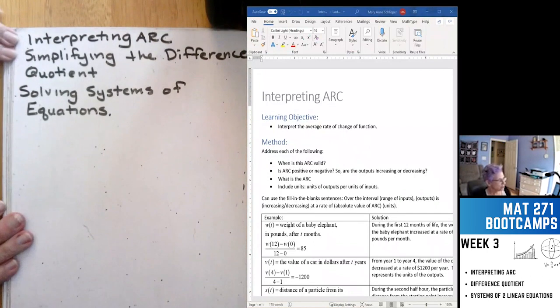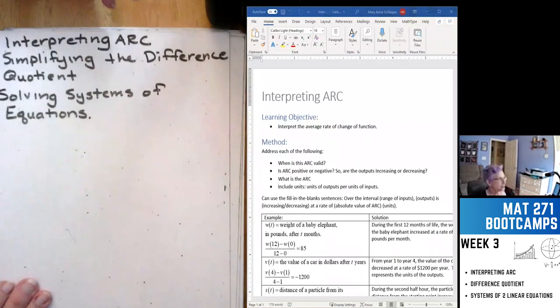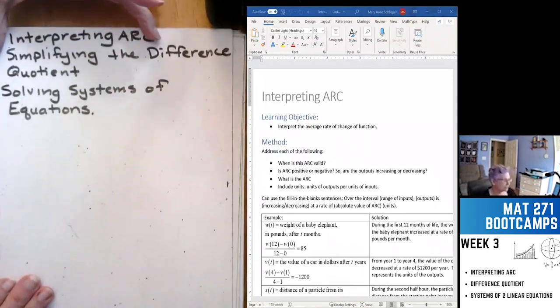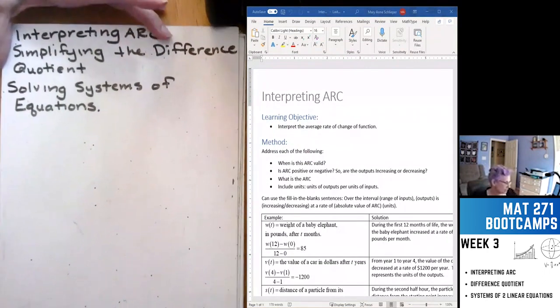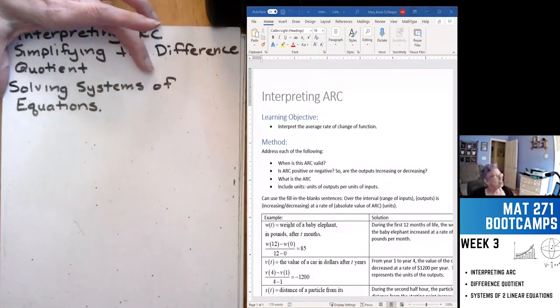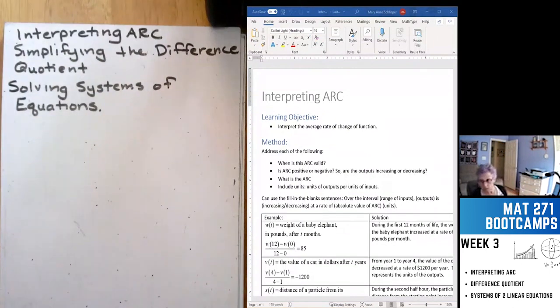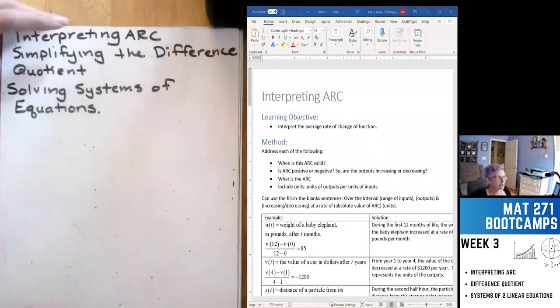So the reason I want to do interpreting average rate of change is you're going to be interpreting instantaneous rate of change. So this is almost the same thing. Simplifying the difference quotient, because we use that when we're calculating the limit definition of the derivative, and solving systems of equations, because there was a WebAssign question this past week that required you to be able to solve systems of equations. All of you may not have had it, but I know my students had it, and a lot of the others that have come into the ILC have had it.